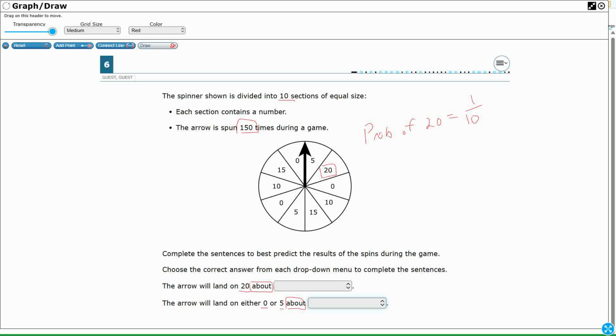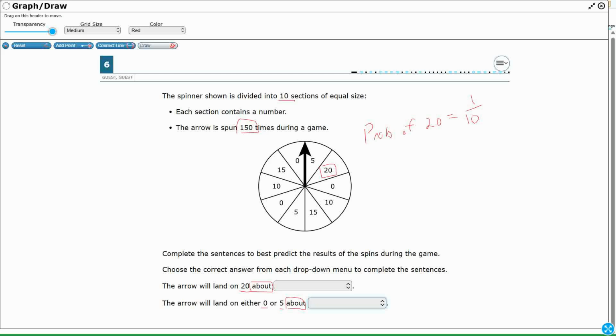If everything lands out perfectly, right? Every 10 spins, you should land on 20 one time. And then you simply need to do that 15 times. So we've already figured that out if we did it like this, right? So 1 out of every 10 times, and 15 times gets you 150.